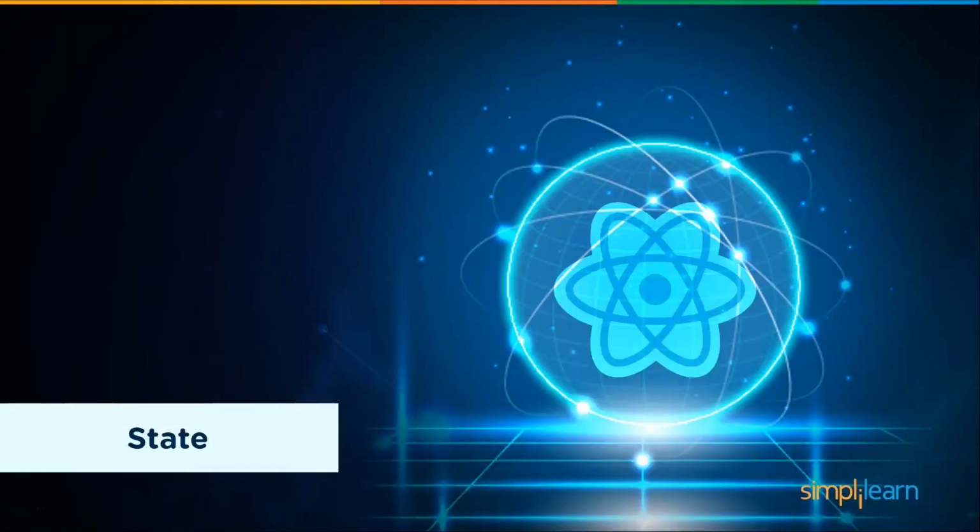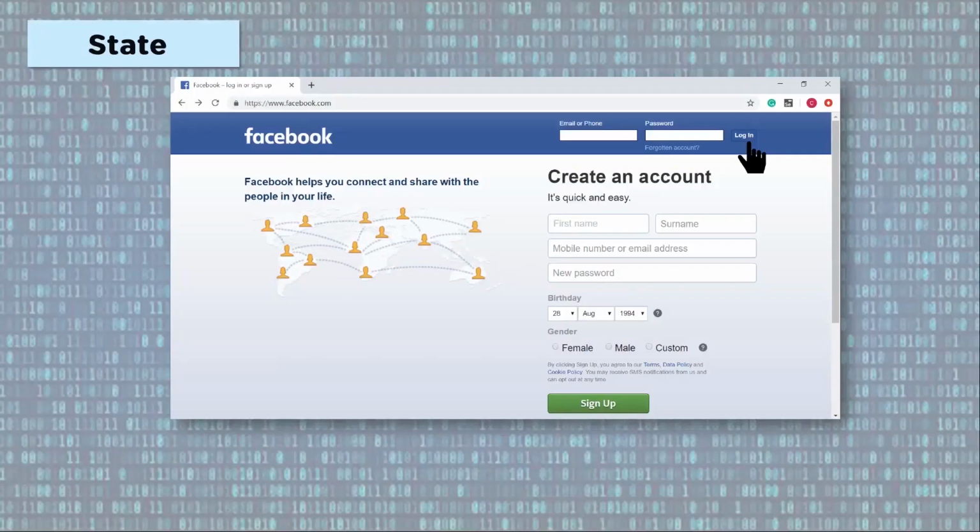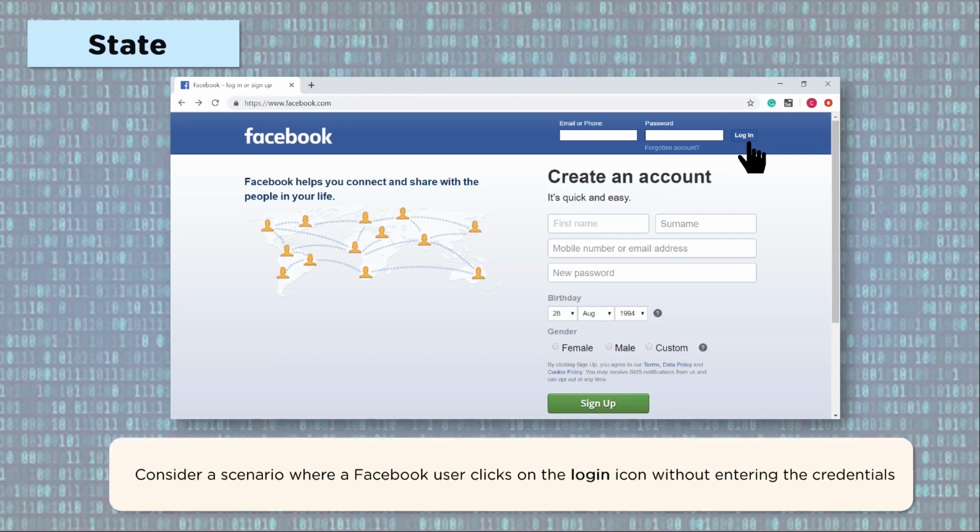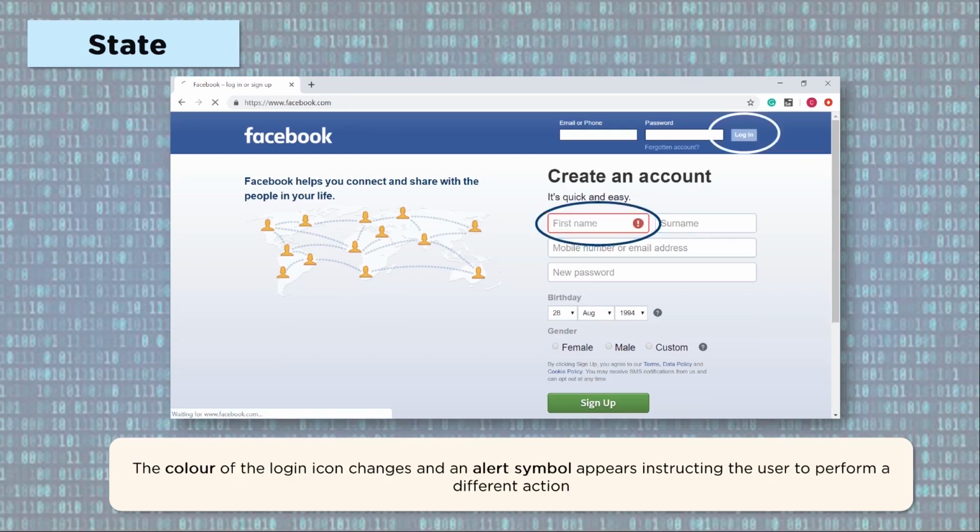Let's talk about state management next, which is the value that most of the components would hold at any given point of time when your application is functional. We are back again to the Facebook landing page where we see the login component. And let's consider a scenario where a user logging into Facebook clicks on the login icon without entering any credentials. So what would happen? Obviously, the login would fail, and the color of the login icon changes, and a sudden alert symbol appears instructing the user to perform a different action and prompting the user to first register into Facebook before attempting to log in, because that's not a valid user ID that would be registered with Facebook.